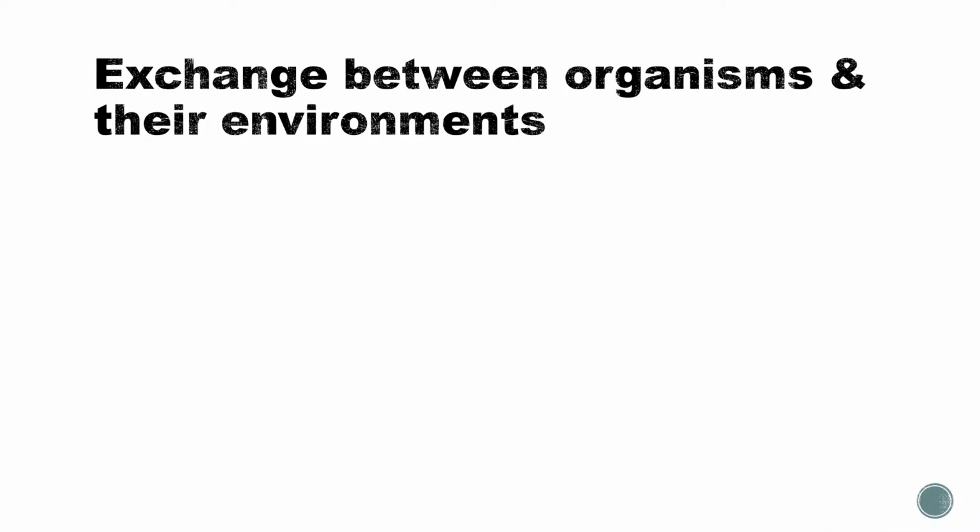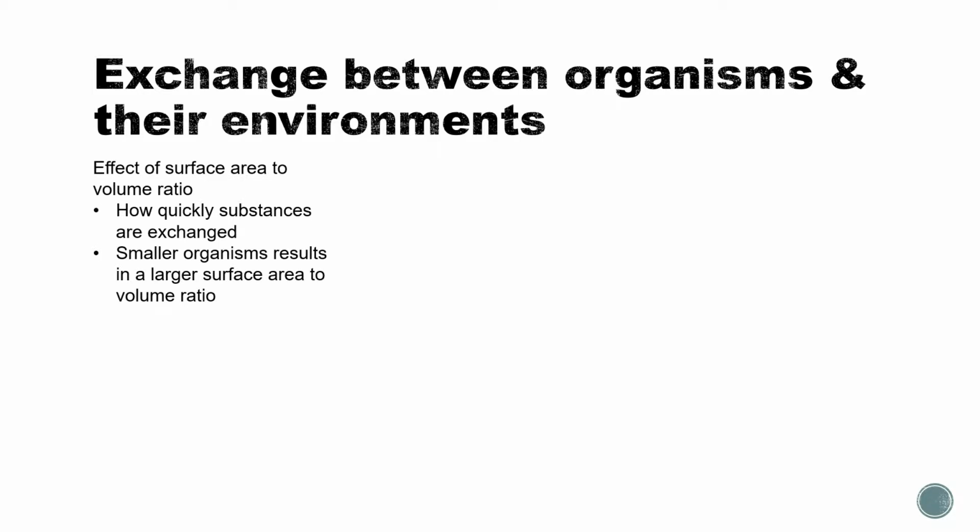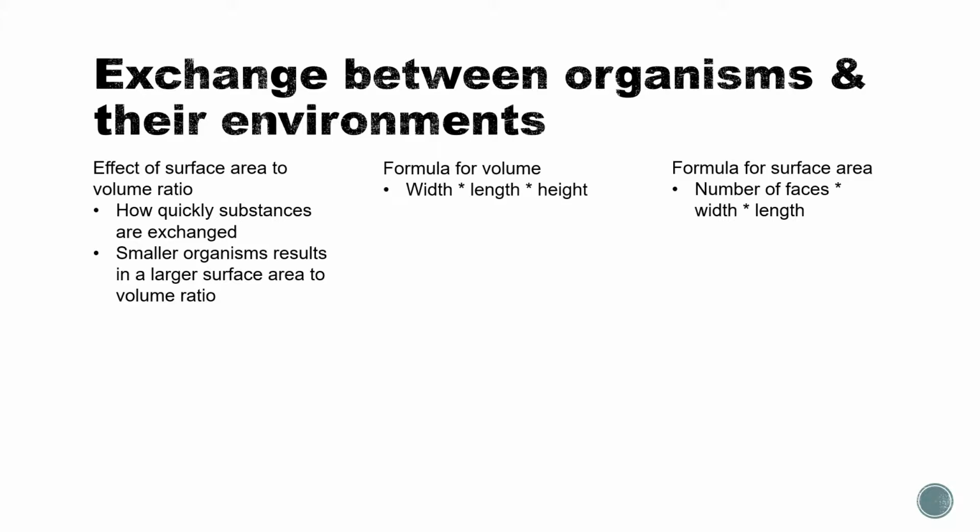Exchange between organisms and their environments. The effect of surface area to volume ratio is how quickly substances are exchanged. Smaller organisms have a larger surface area to volume ratio. The formula for surface area is the number of faces times the width times the length. The formula for volume is width times length times height.